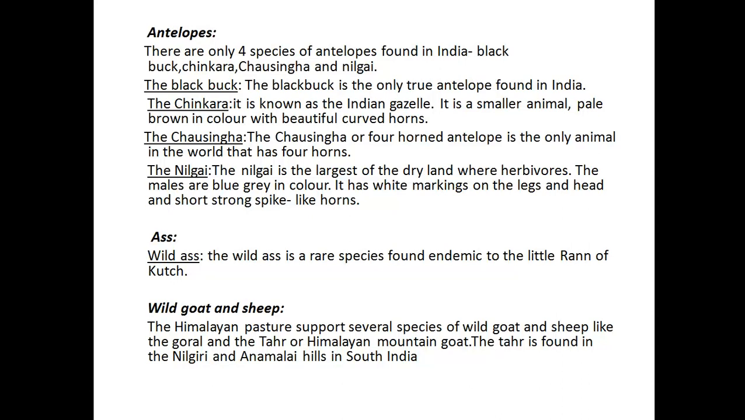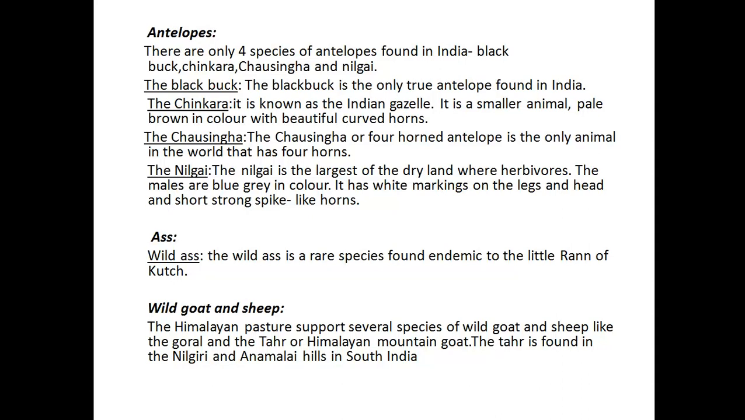So the chinkara is known as the Indian gazelle. It is a smaller animal, pale brown in color with beautiful curved horns. The chausinga, or four-horned antelope, chow meaning four, is the only animal in the world that has got four horns. Then the nilgai is the largest of the Asian dry land herbivores. The males are blue-gray in color. It has white markings on the legs and head, and short, strong, spike-like horns.